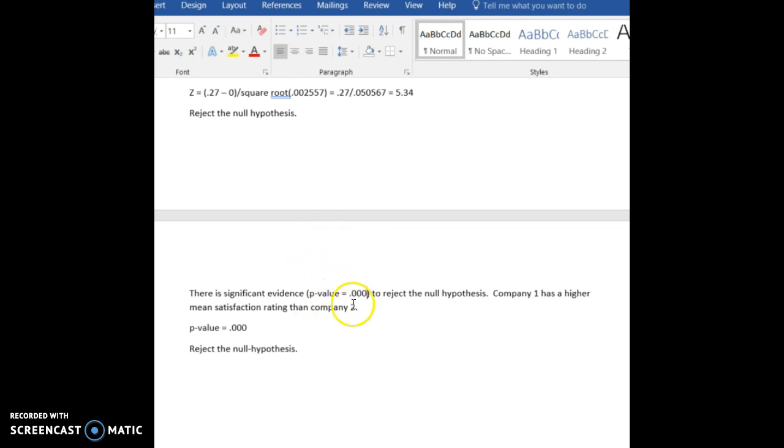Now, a good piece of software would actually be able to give us that p-value out to whatever many decimal places it takes to actually have something other than 0. But we have to deal with the free software that we have here.